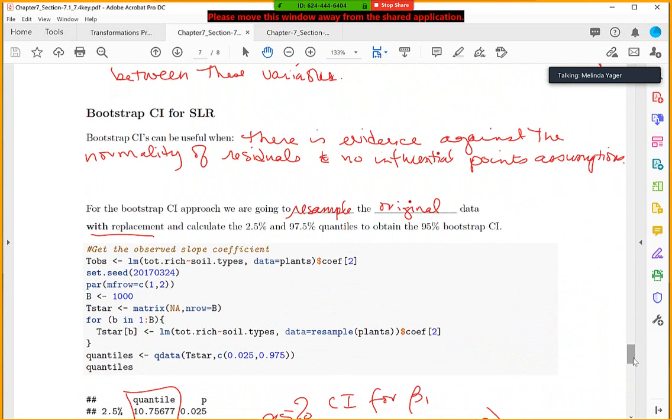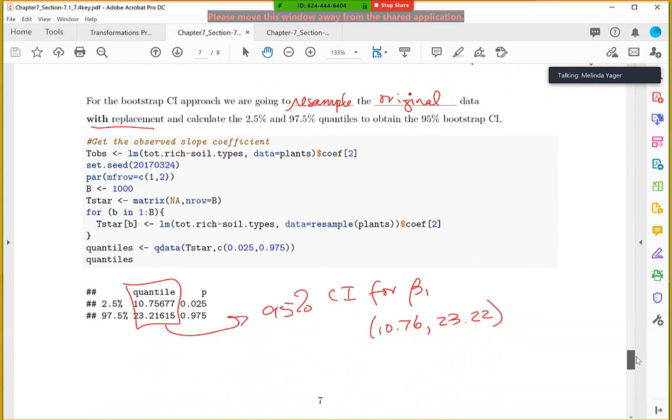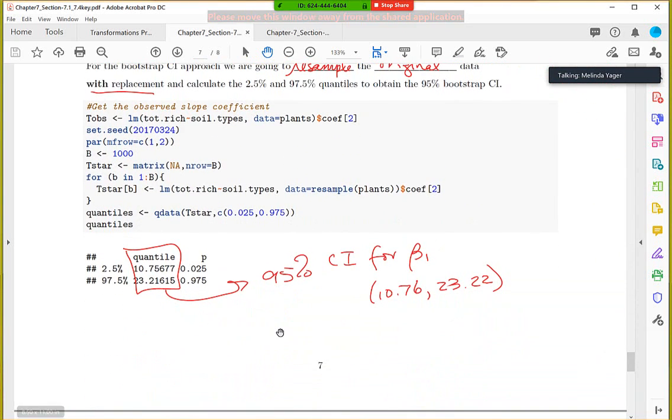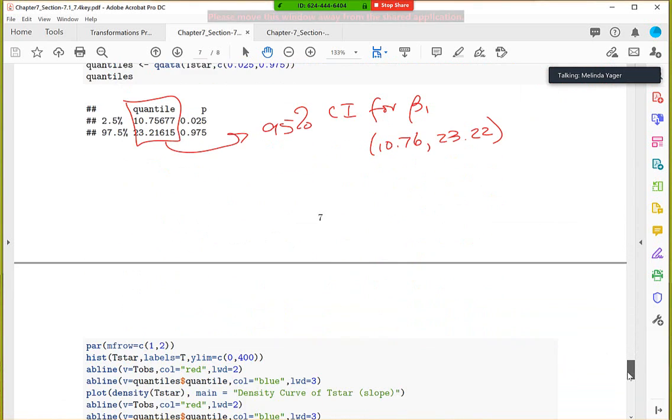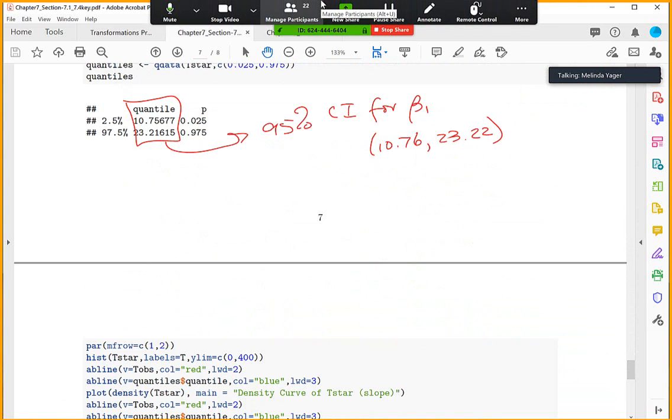For our non-parametric confidence interval, we use bootstrapping. That's that process of sampling with replacement from the original data and then finding our confidence intervals by using the quantile or percentile method. And again, just finding that 95% confidence interval. Interpretations are the same when we think about a bootstrap confidence interval as for a parametric test.